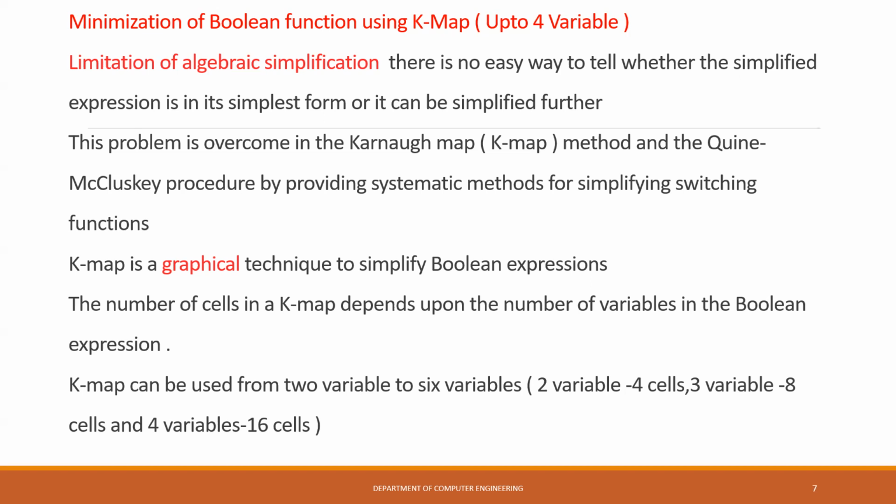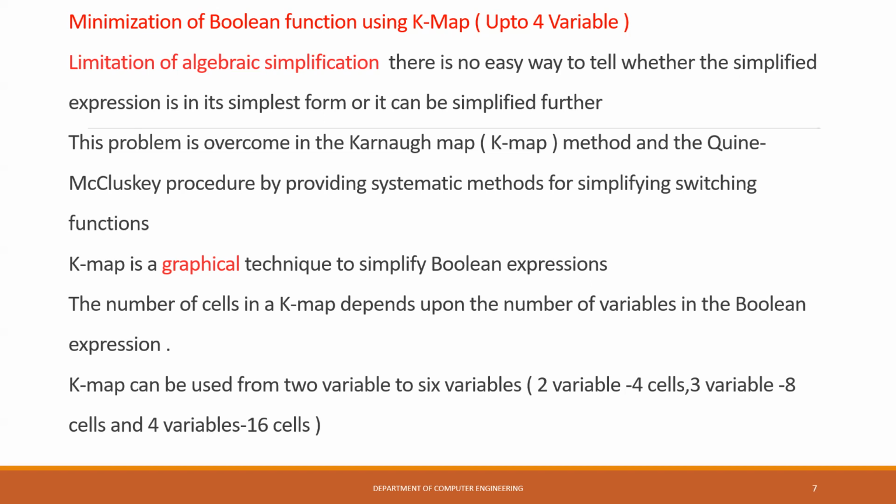The K-map method is used up to two-variable, three-variable, or four-variable simplifications. If the number of variables increases, then K-map simplification becomes complicated. That's why, instead of the K-map method, Quine-McCluskey methods are easier. Now, let us start with the K-map simplification method.